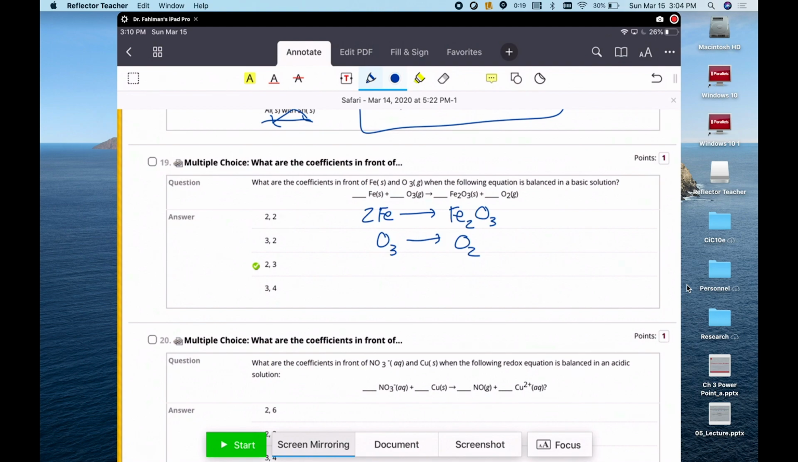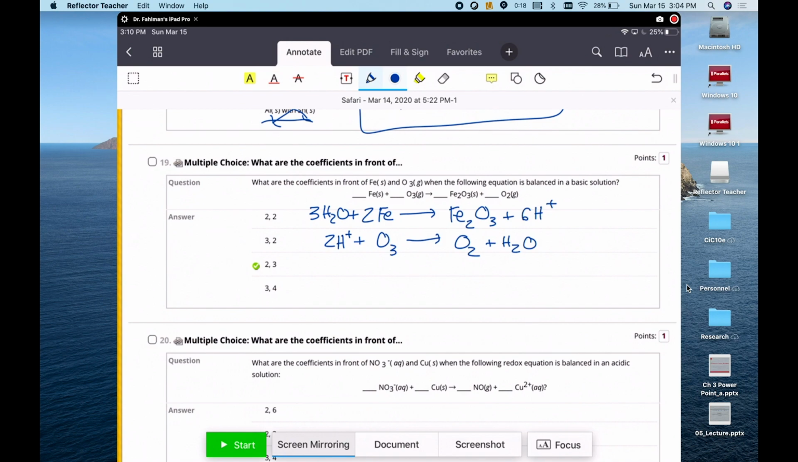So we're going to have to add 3 waters to this side, and that means we need 6 H pluses. In this one, we're going to have to add a water over here, and that means 2 H pluses over there. Now everything's mass balanced. We have to do charge balancing.